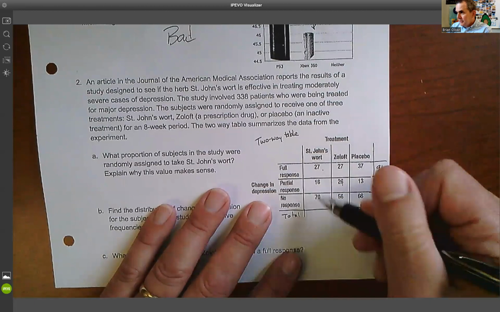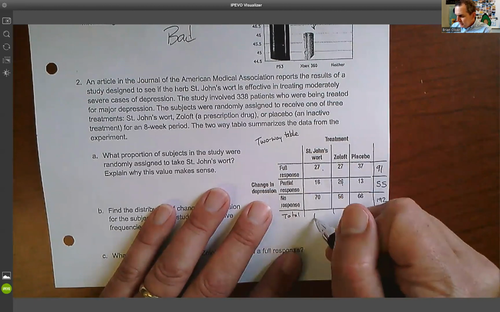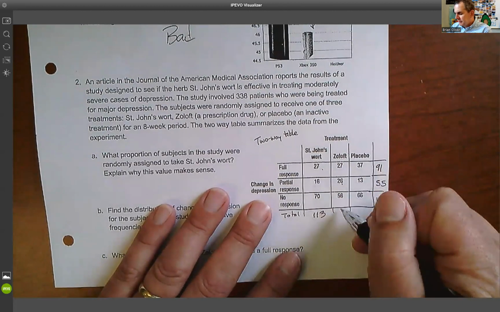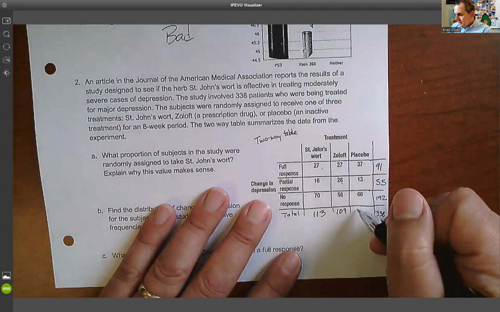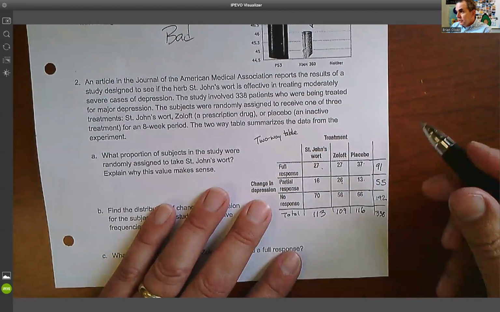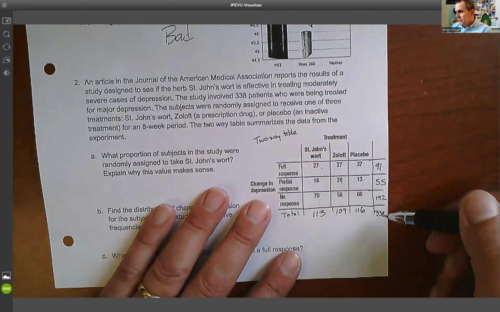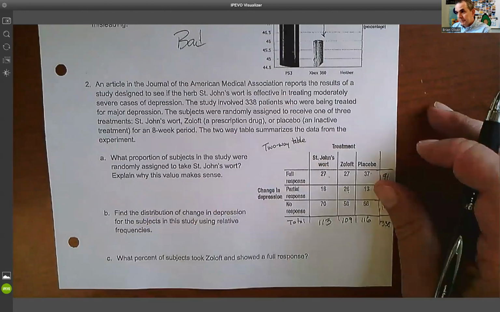And now I want to go down here. So 27 and 16 is 43. 43 and 70 is 113. 27 and 26 is 53. 53 and 56 is 109. 37 and 13 is 50. 50 and 66 is 116. And just so you know, if I added up 91, 55, and 192, I should end up with 338. If I added up 113, 109, and 116, I should also end up with 338.